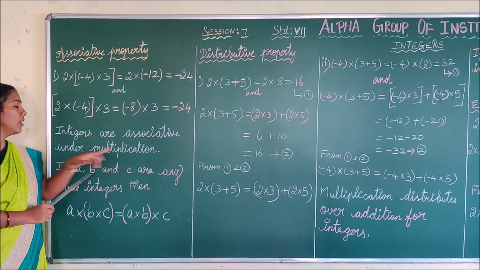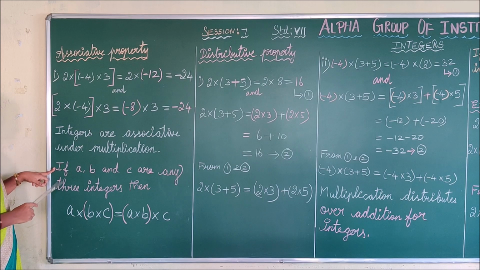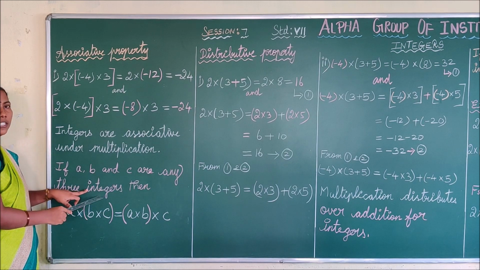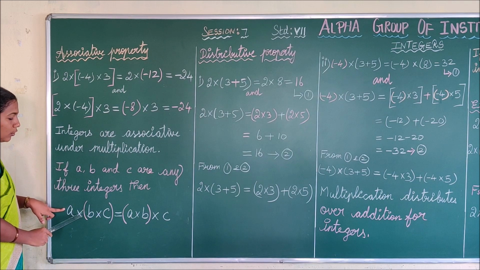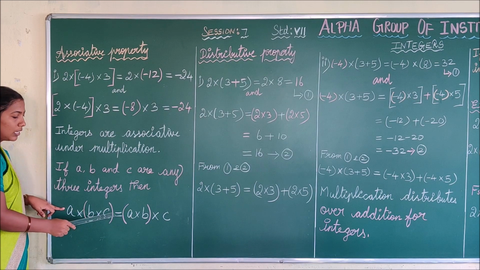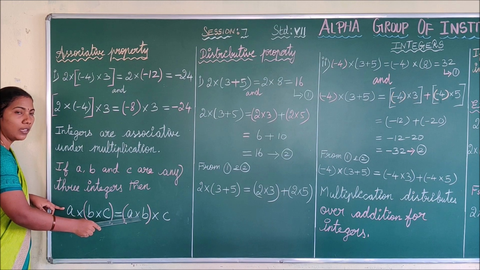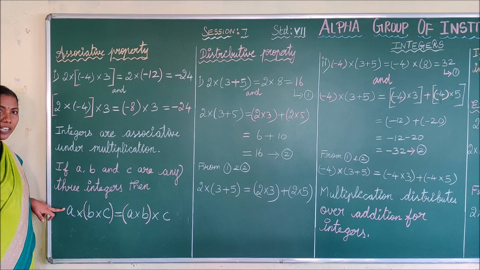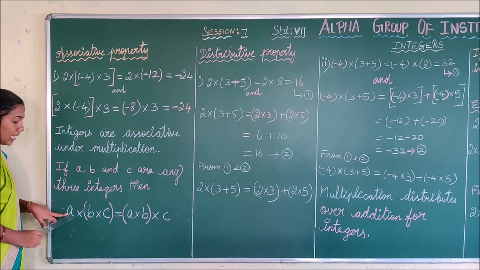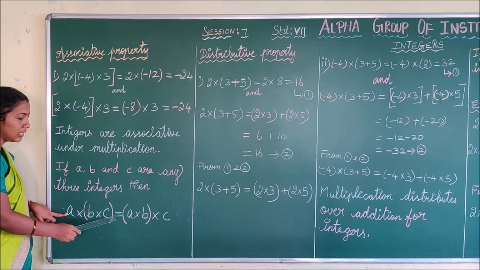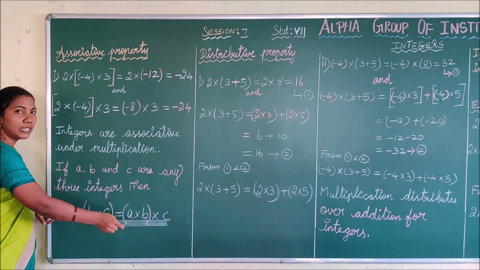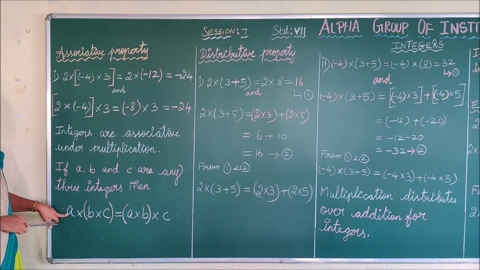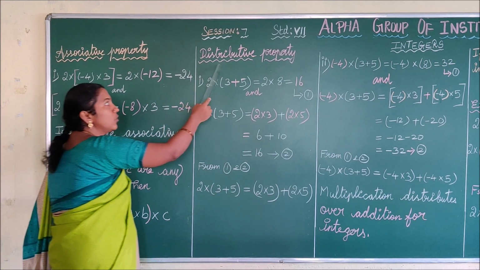multiplication. Is it clear, children? Next we are going to give the definition, that is, if A, B and C are any 3 integers, then A into B into C is equal to A into B into C, with the brackets grouped differently. Already we have seen the associative property for addition. In that case we wrote A plus B plus C is equal to A plus B plus C. This is for addition, this is for multiplication. Is it clear, children?